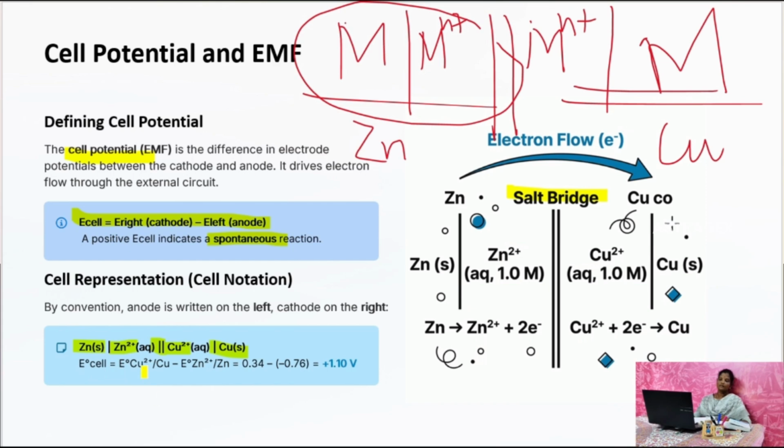Here E naught cell has been calculated. What is the formula we said? Right minus left. Okay, here which beaker is taken as the right? Cathode is taken as the right. So this is right. So copper, that is we used to read as copper 2 plus copper couple, minus E naught of zinc 2 plus zinc couple. Okay, so the value for copper is 0.34 minus of, what is it? Zinc 0.76, isn't it? So minus 0.76. So if you add it, we get the answer as 1.10 volt.